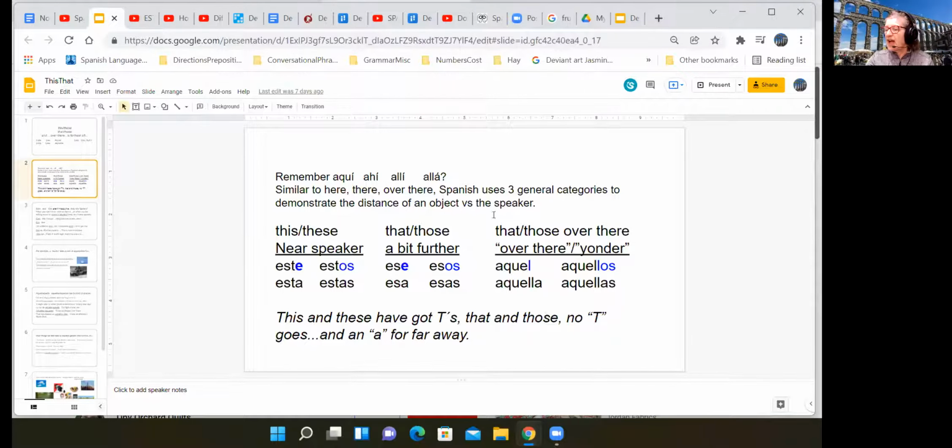Now we've got this third, long distance category. Aquel libro. It would have to be way off, you don't even see basically where I've got it. Aquel, aquella femenina, aquellos. And notice that the O comes back to the masculine plural, and aquellas.